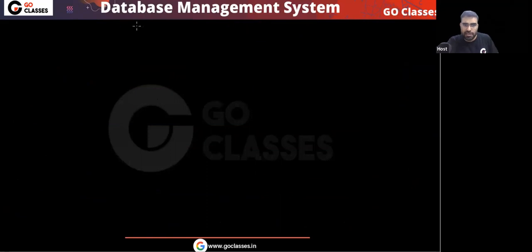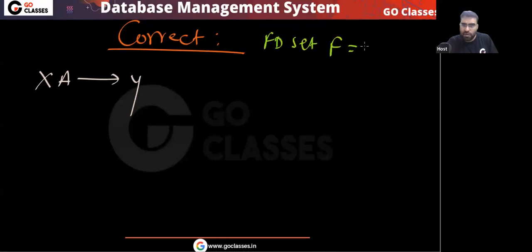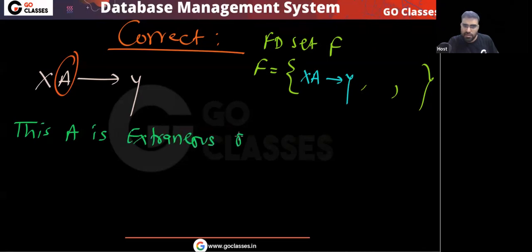Now what is the correct way? Let me tell you the correct way. If you have this FD XA determining Y, and you have this FD set F in which you have many FDs, and one of those FDs is XA determining Y. Now, is this A extra or not? Extraneous or not?